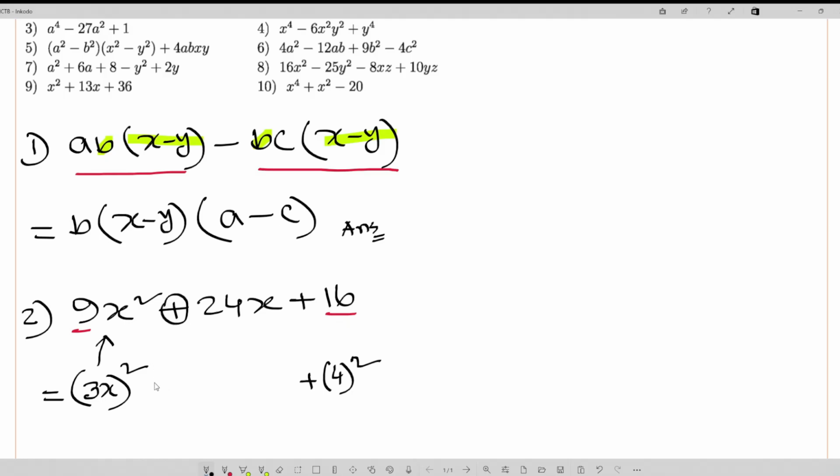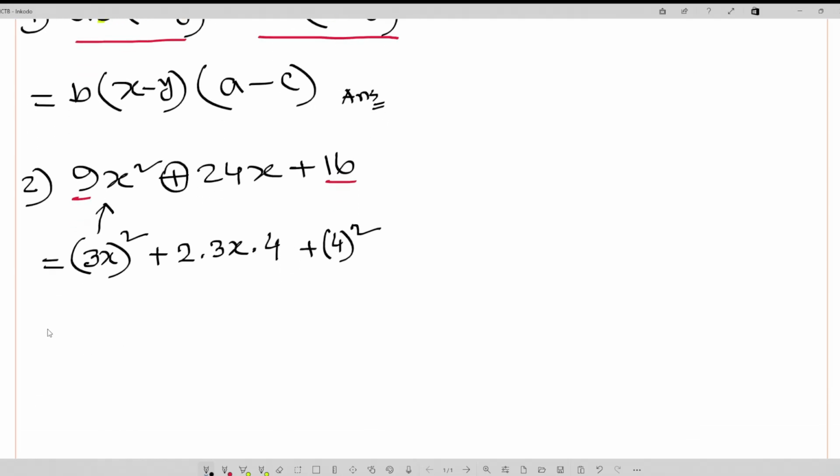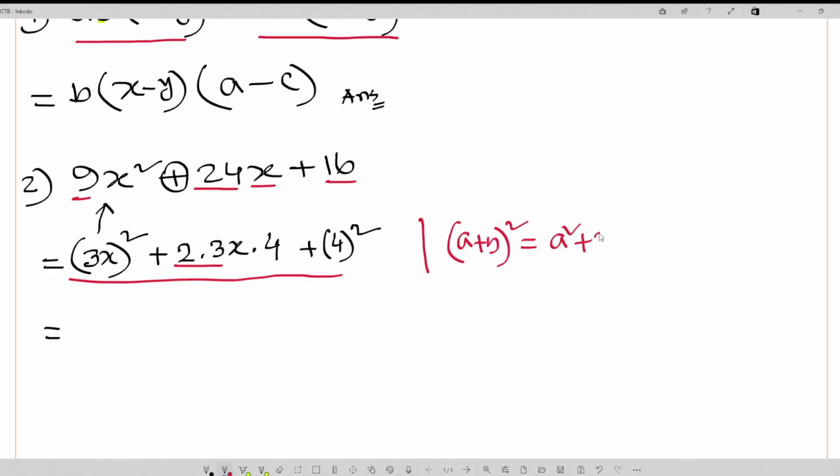Here is plus, so we can write plus 2ab, it means 2 times 3x, it means a, times 4 means b. Okay, now look, 2 times 3 is 6, 6 times 4 is 24, and here is x. So as per (a + b)² means a² + 2ab + b², we can write (a + b)², it means (3x + 4)², and this is our answer.